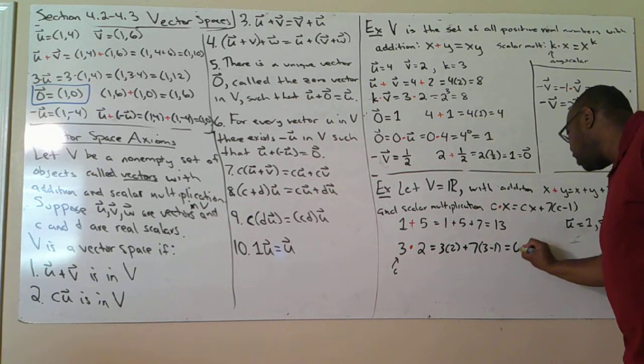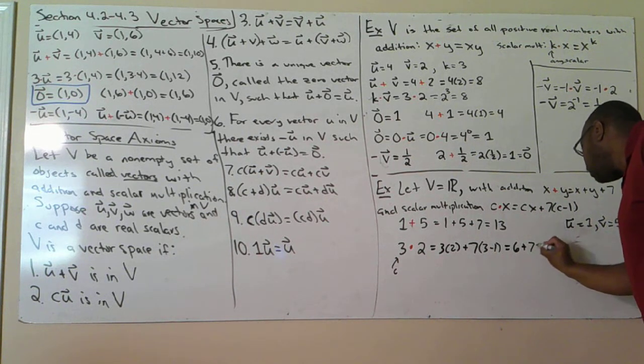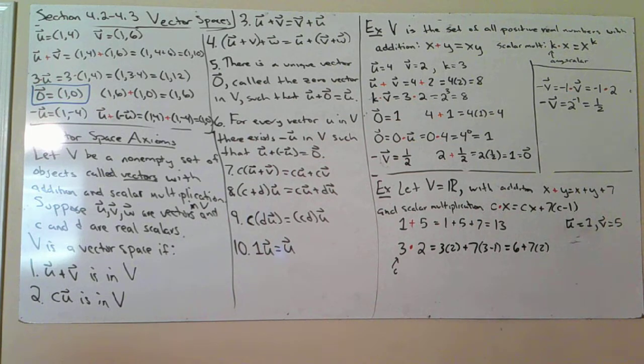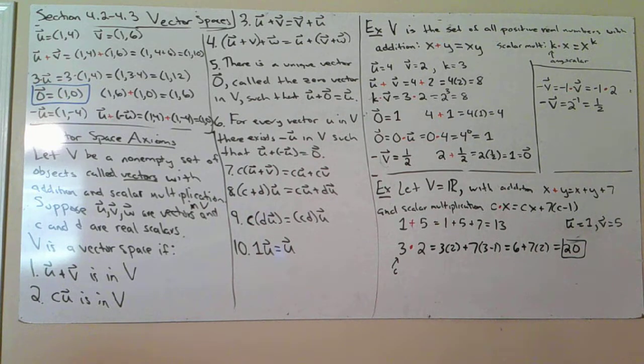I get 6 plus, here I have 7 times 2. 6 plus 7 times 2, and that gives me 14, 20. When I do that. So yeah, 3 times 2, plus 7 times 3 minus 1. Yeah, this is my thing.